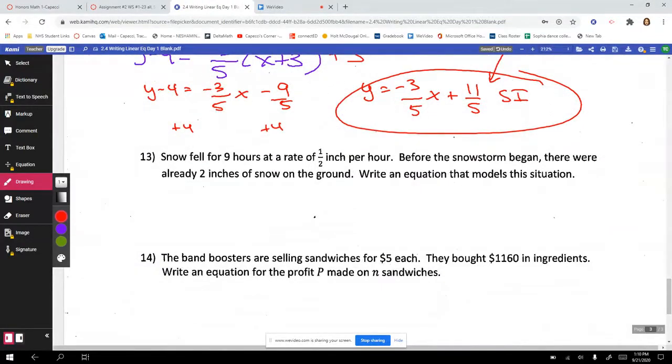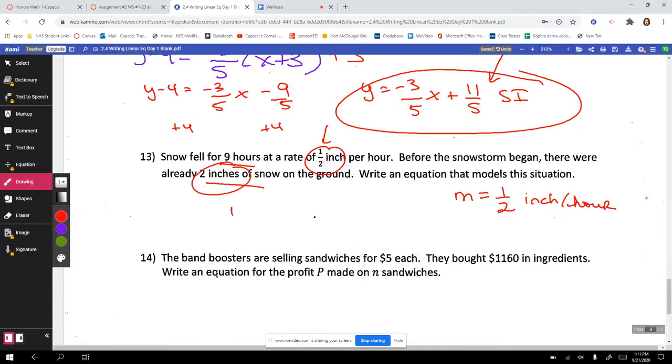All right, let's take a look at some more problems. Snow fell for 9 hours at a rate of 1/2 inch per hour. Before the snowstorm began, there were already 2 inches of snow on the ground. Write an equation that models the situation. Well, my rate of change is my slope, and it's changing at 1/2 inch per hour. My slope is 1/2 inch per hour. That's my rate of change. Now my y-intercept, that's my starting point. So what did we start with? Well, we already had 2 inches on the ground.